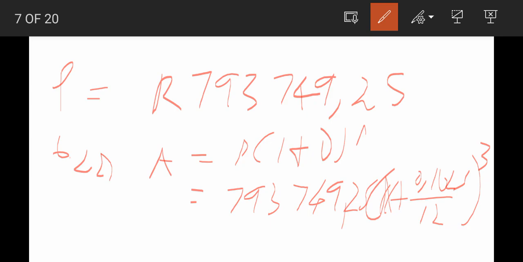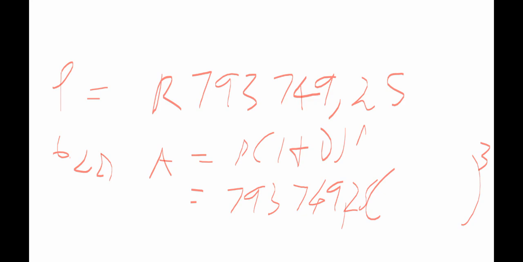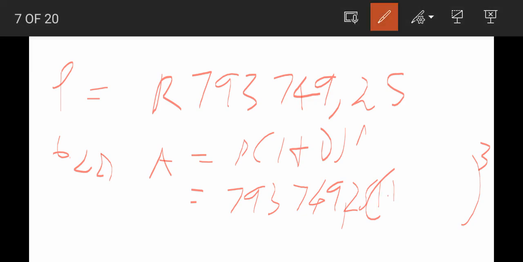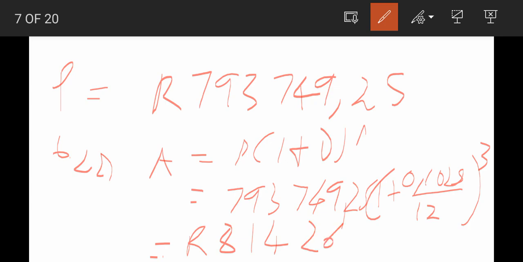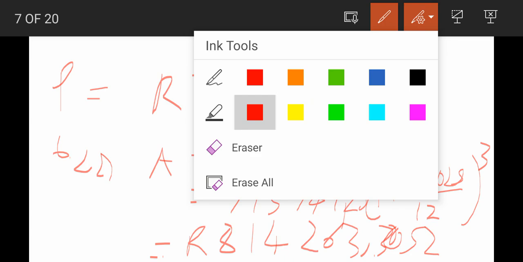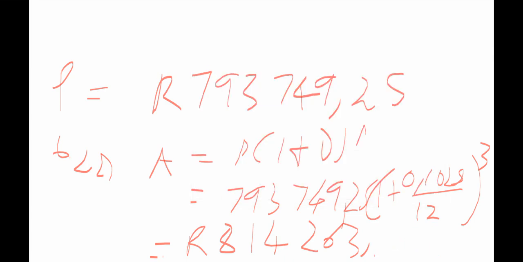So this is 1. Let me just write it nicely here. This is 1 plus 0.1025. Then punch that in your calculator. How much do you get? 814,263.3052. So I'm just gonna write this like this because it's not the final answer, so I'm not trying to round off anything.